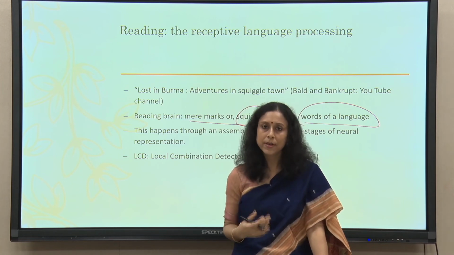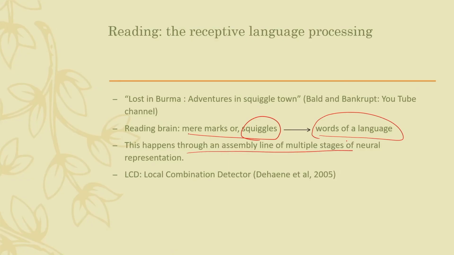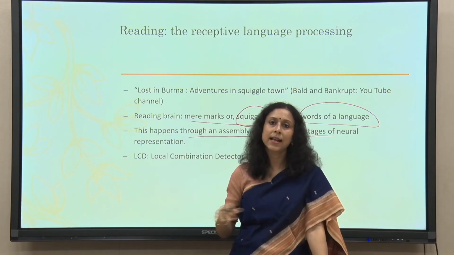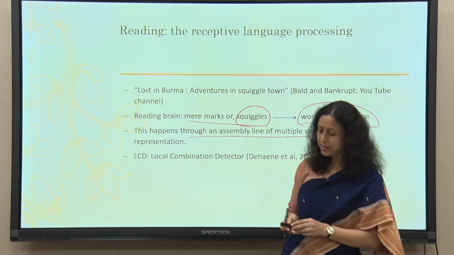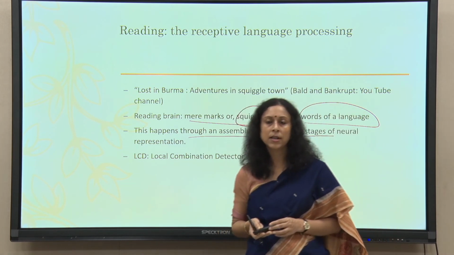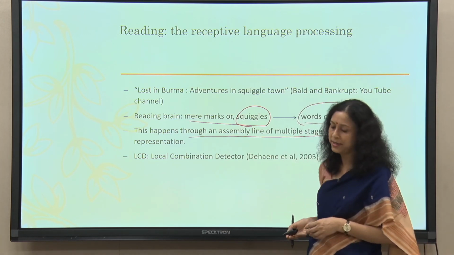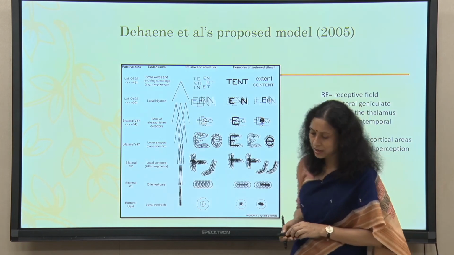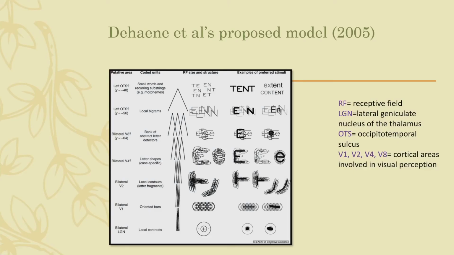The languages that we know, the familiar languages are read, and this reading happens through an assembly line of multiple stages of neural representation. It is not a simple process, there is almost like an assembly line of various processes, neural representation and their processes. One of the most well known and well accepted models for this process is the LCD model, the local combination detector model by Dehaene et al. This is a representation from his famous paper. We are not going into the details of it, but roughly the reading happens through a lot of processes.